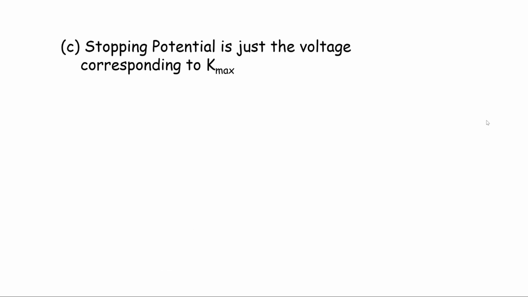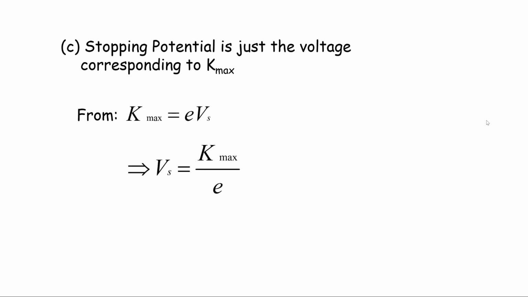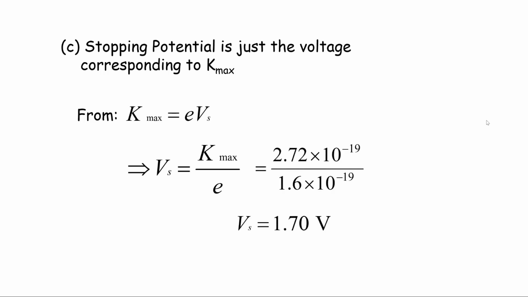For question C, we can get the value of the Vs simply from the Kmax. We use the formula Kmax equals eVs and substitute the Kmax, and charge for one electron is 1.6 times 10 to the power of negative 19 coulomb. And your final answer is 1.7 volt.